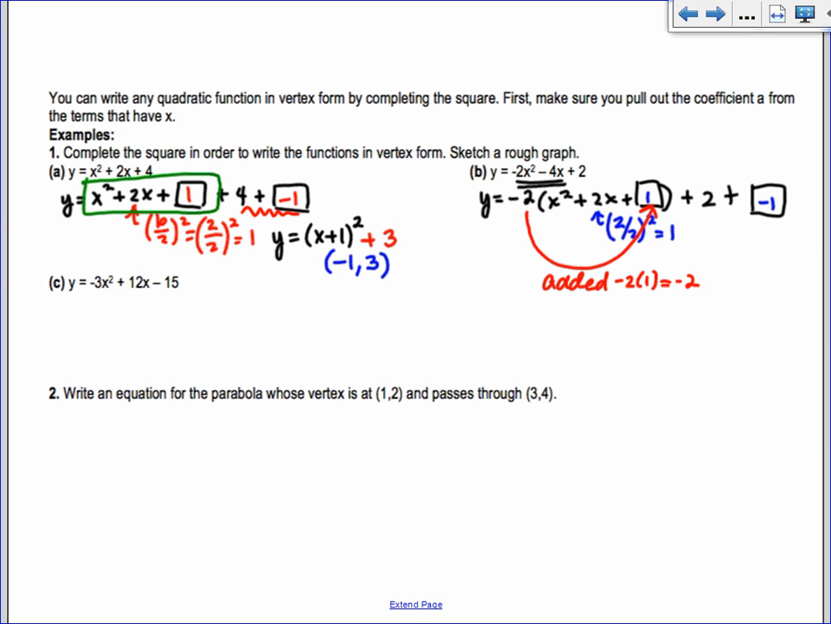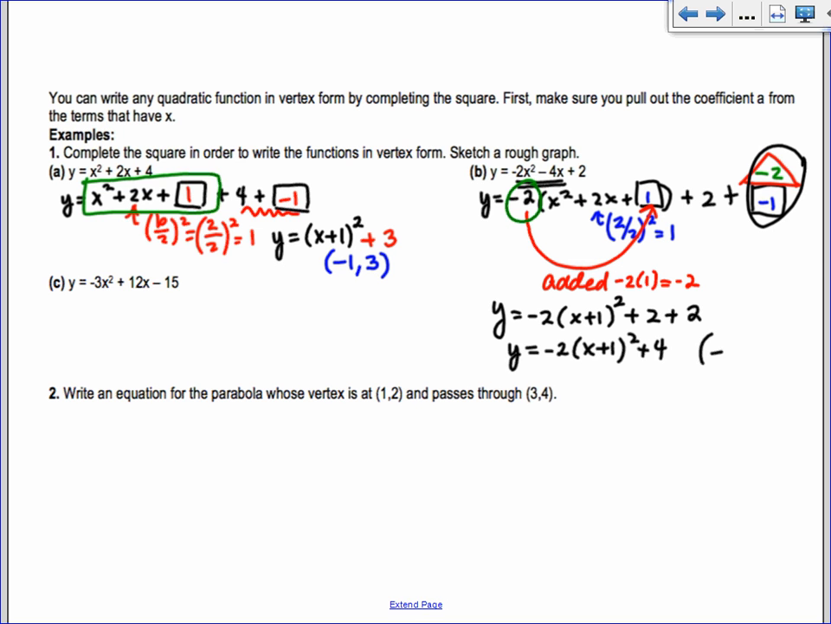So what I do, I stole this from someone. I tutor someone, they did a little house, and I was like, oh, I like that little house. I'm going to steal it. That -2 I write up here. So I remember I have to take that -2 times the -1. So then I have y equals -2 times x plus 1 times x plus 1, so x plus 1 squared. And then I have +2 plus, and now I multiply these two items, and I get +2. So I'm going to have y equals -2 times x plus 1 squared plus 4. So your vertex is at -1, 4.